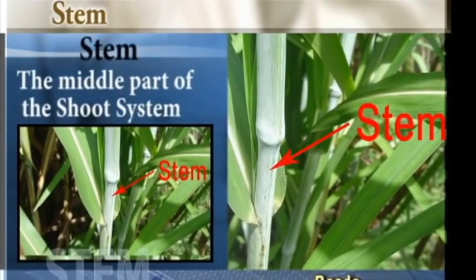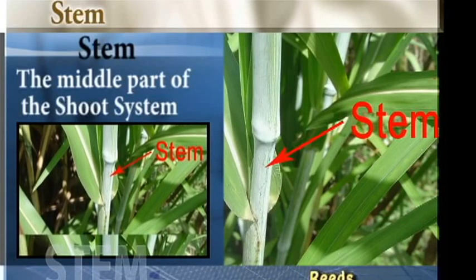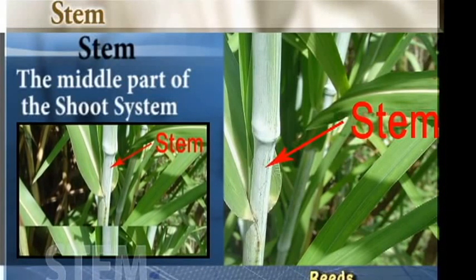Welcome. This time we are going to talk about the stem. We have talked about the roots. Now it is time to talk about the stem. We know that the stem is that middle part. It is part of the shoot system, and it is also part of the vegetative system of the plant.